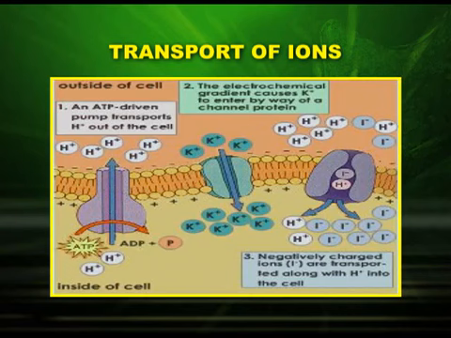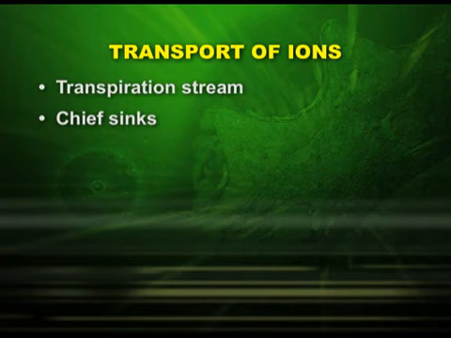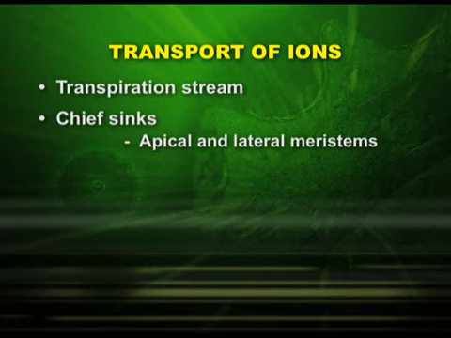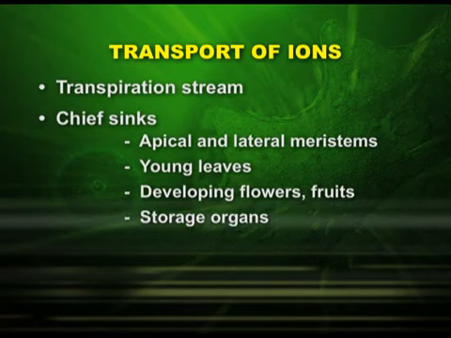After the active absorption of ions, let us see how the mineral ions are translocated. The important features of translocation here: one, it takes place by the transpiration stream. Secondly, there are chief sinks in the plants. Let us see what these chief sinks are: apical and lateral meristems, young leaves, developing fruits, and storage organs.